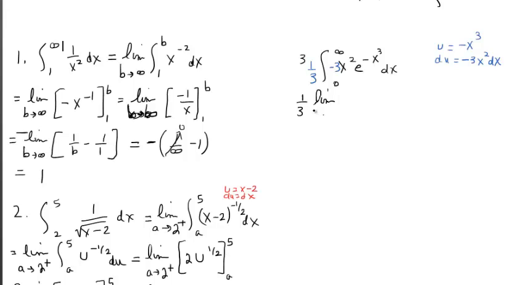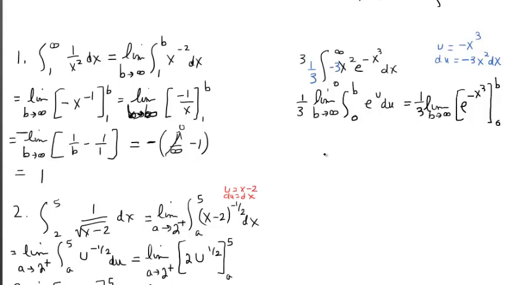So 1/3 the limit as b goes to infinity, 0 to b. All right, so e to the u, that's all u. Everything else is du. And our derivative is e to the u, evaluated from 0 to b.